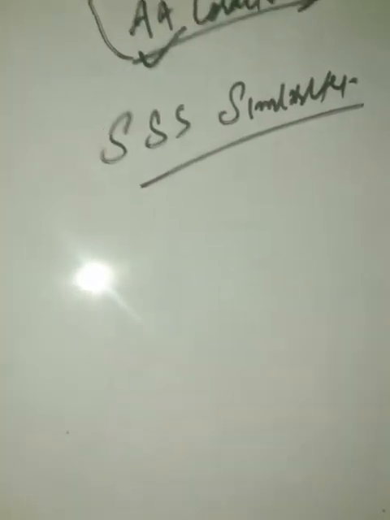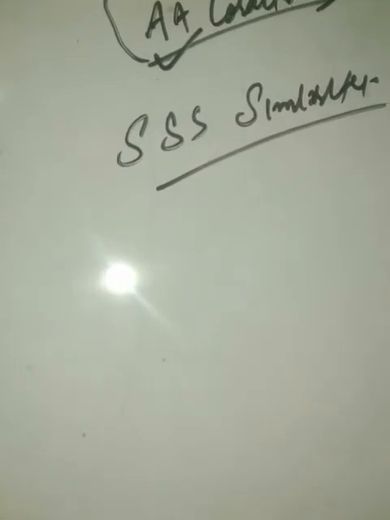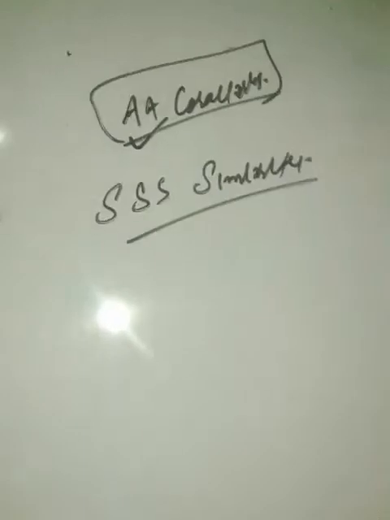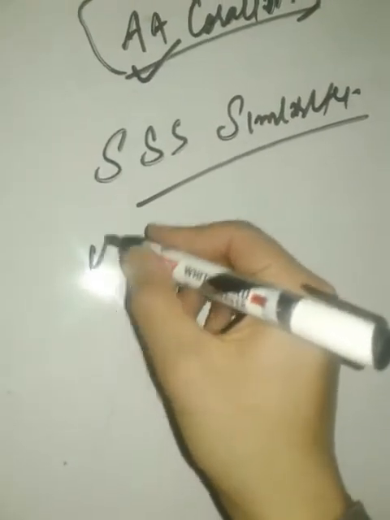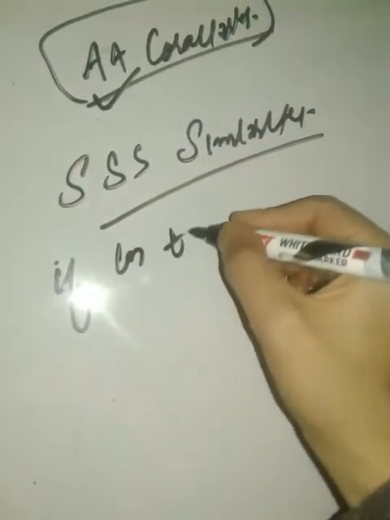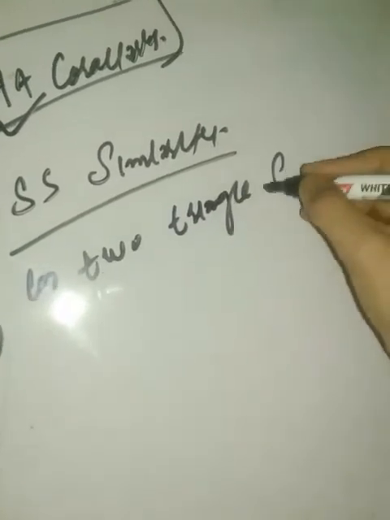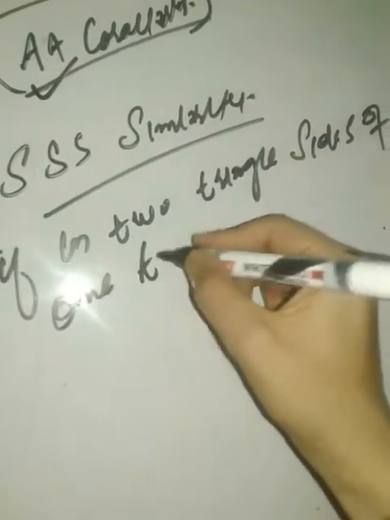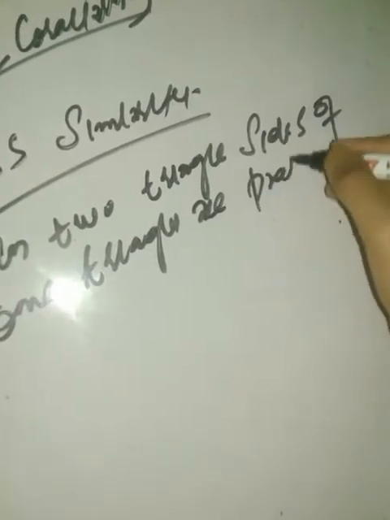In case of SSS similarity, what is it? It is not equality here. If the sides of one triangle are proportional to the corresponding sides of another triangle, proportional meaning they are in the same ratio, then the triangles are similar. So we will write: if in two triangles, sides of one triangle are proportional.